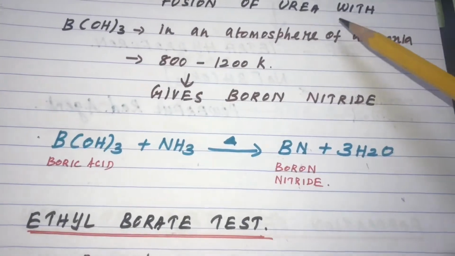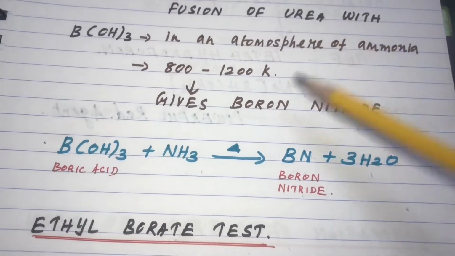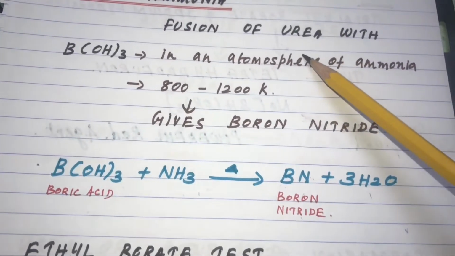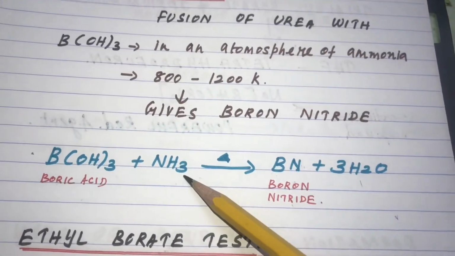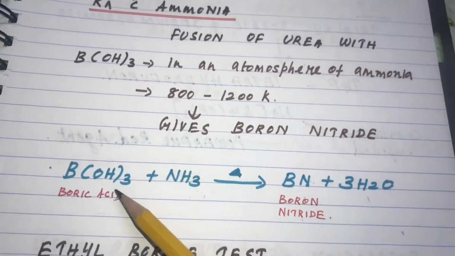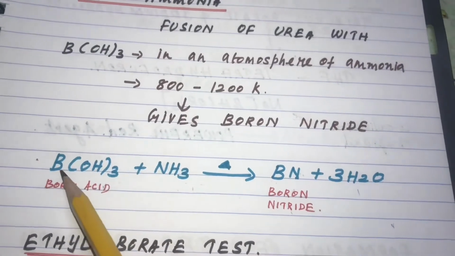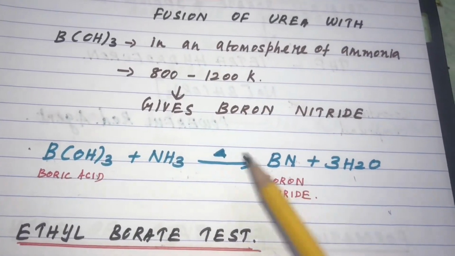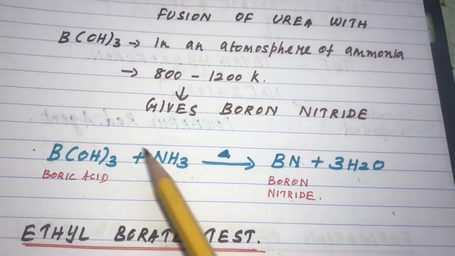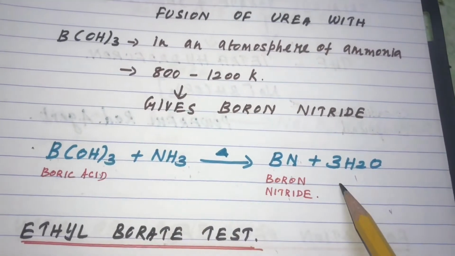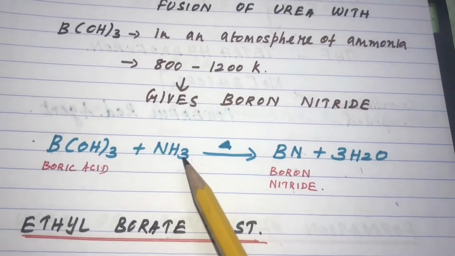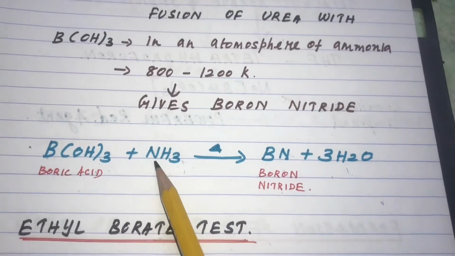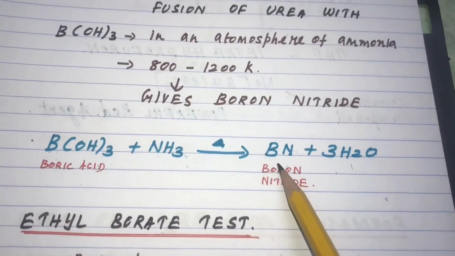On heating urea, we can get ammonia gas. If we heat urea, we get ammonia gas. That ammonia reacts with boric acid, boron and nitrogen, forming boron nitride. 3OH and 3H react to form 3H2O. It's very easy: 3H, 3OH, 3H2O. Boron and nitrogen form boron nitride.